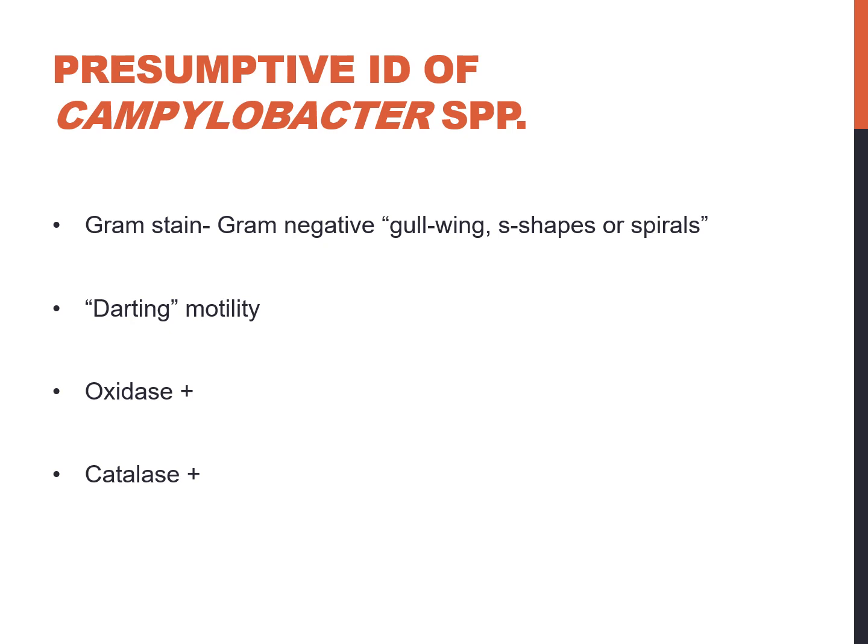Now, when we gram stain these organisms, like I said, they are gram-negative gull wings or spirals. You might want to leave the counterstain on a little bit longer. Sometimes if we counterstain with 2 to 3 minutes worth of safranin, you can see the Campylobacter a little bit easier.